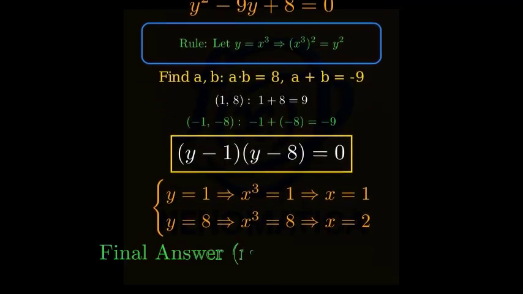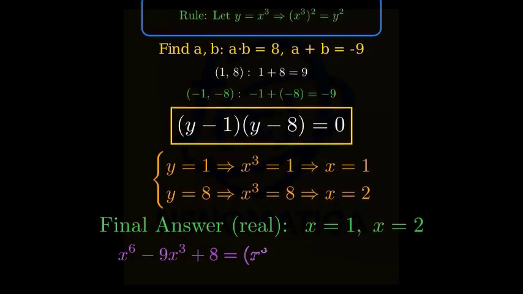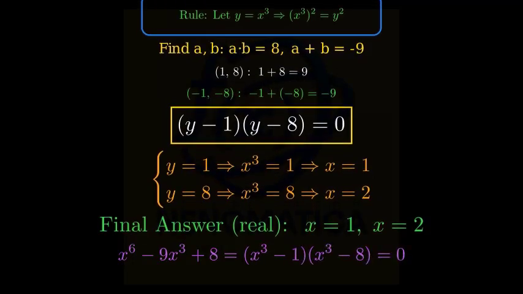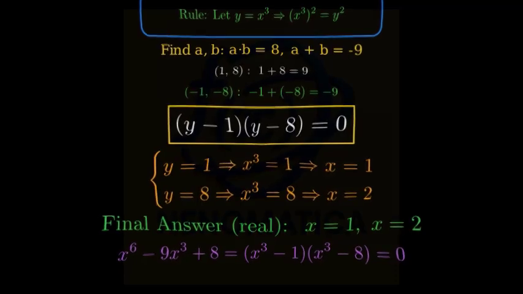Quick recap. The original equation is actually a quadratic in x cubed. It factors as (x cubed minus 1) times (x cubed minus 8) equals 0. Over the real numbers, this gives x equals 1 or x equals 2.